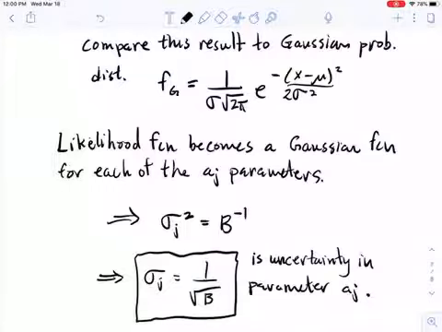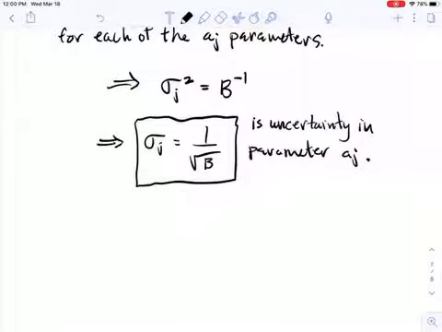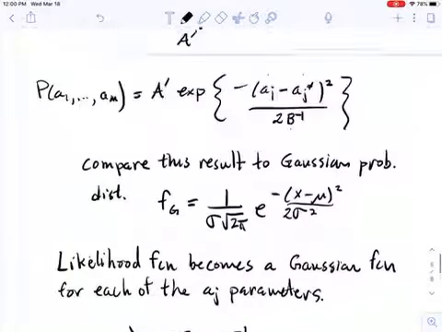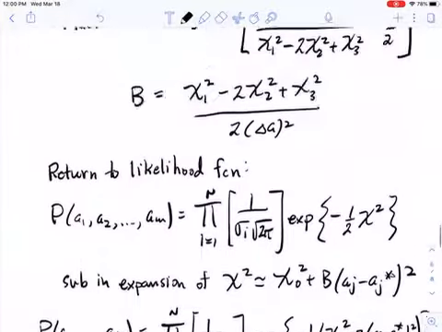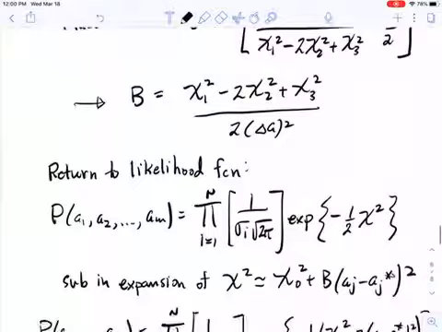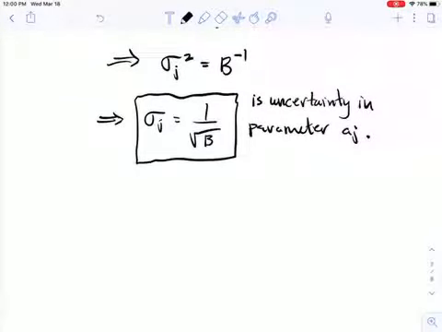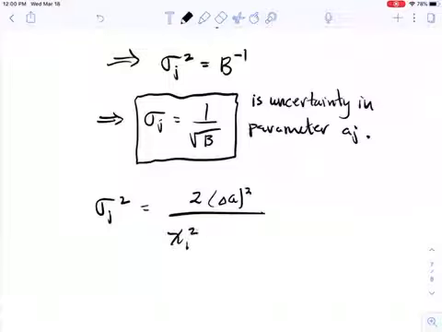So we had written down an expression for b. Where is it? The expression for b was right here. So if we take the inverse of that and then take the square root, that tells us what the uncertainty in parameter aj is. So let me write sigma j squared is the inverse of that expression that we had determined.